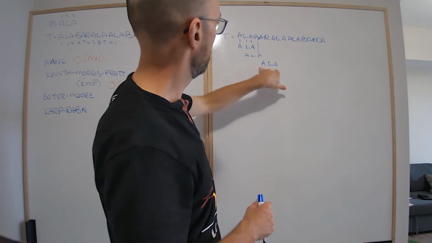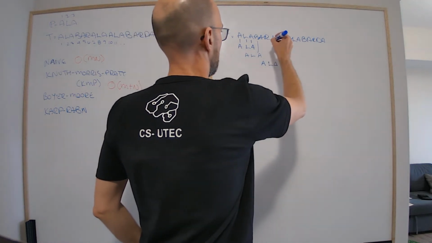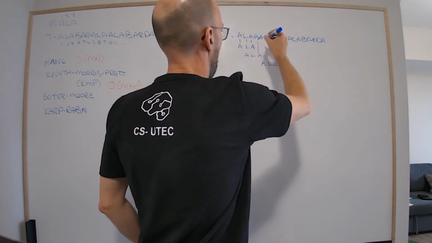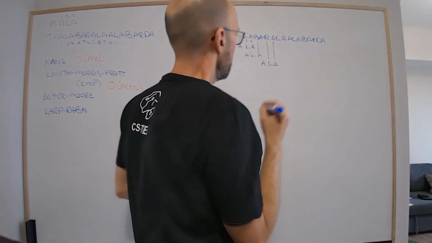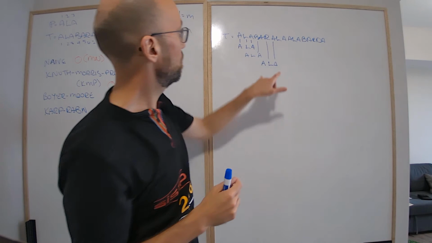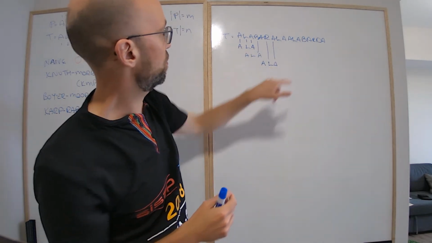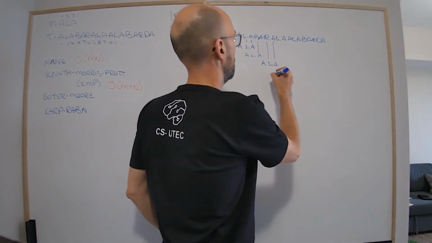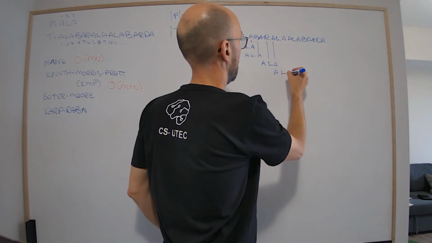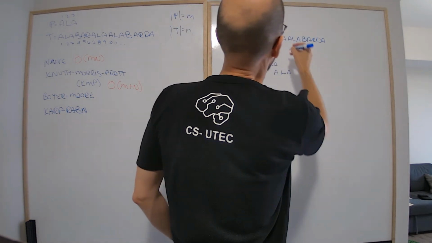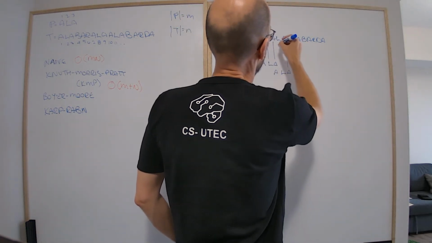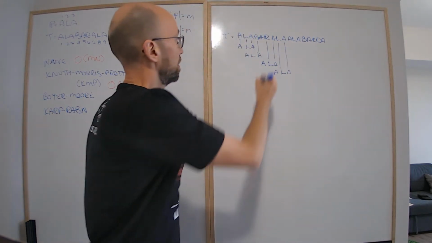So in fact, you can move it over here and then you say, okay, this is an A and then this is an R. But the R doesn't occur in the pattern. So in fact, you know that you could actually move this over to ALA, and then you're going to get this.